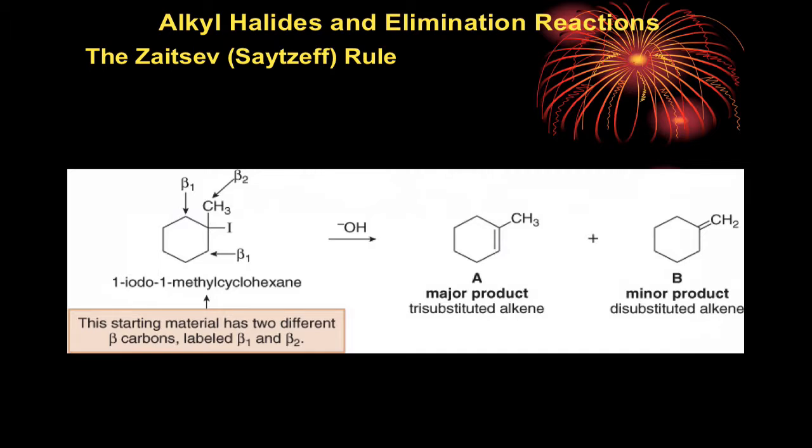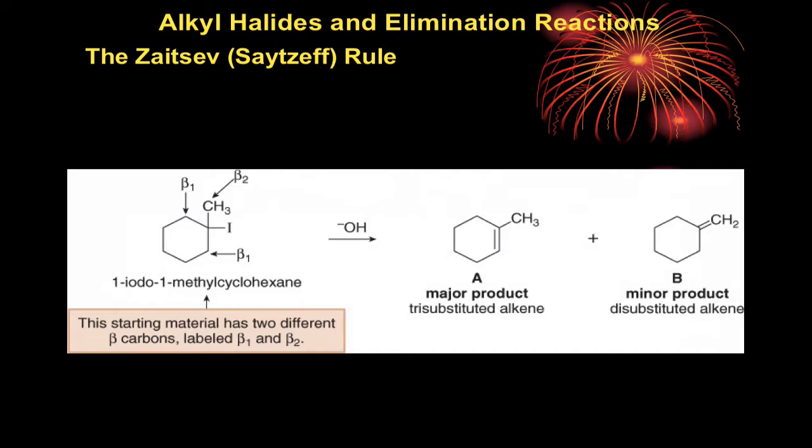Now, we need to talk a little bit about this rule called Zaitsev's Rule, and you'll see it spelled both ways, with a Z and with an S. Some textbooks use S-A-Y-T-Z-E-F-F. I don't know which one's correct. All I know is that this is the one that I use, because Zaitsev sounds like it should start with a Z to me, okay? And so that's the one that I use all the time when we're talking about this.